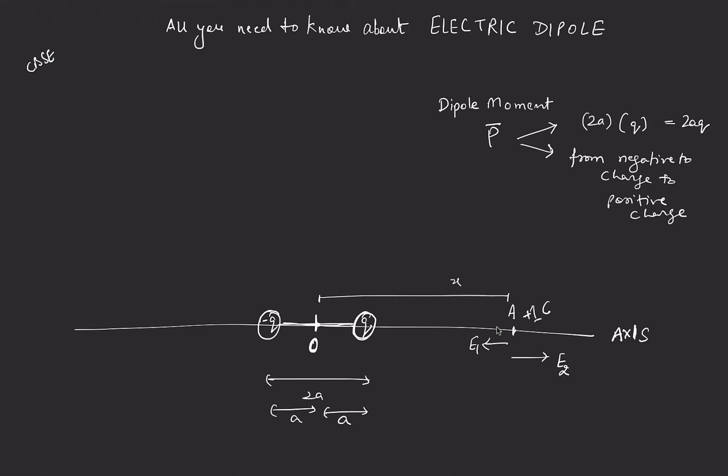Basically it will exert higher amount of force because of Coulomb's law, kq by a square, because q for both the cases is same, and whichever has the smaller distance will exert higher force. So this q will exert higher force, which implies E2 would be greater than E1. The magnitude E2 would be greater than E1, and net field would be in the right direction, which would be equal to E2 minus E1. So we have to find this E net. So let's try to quickly find this.